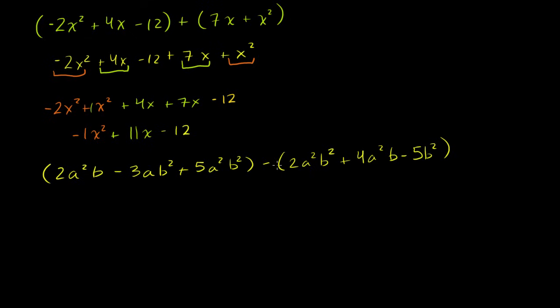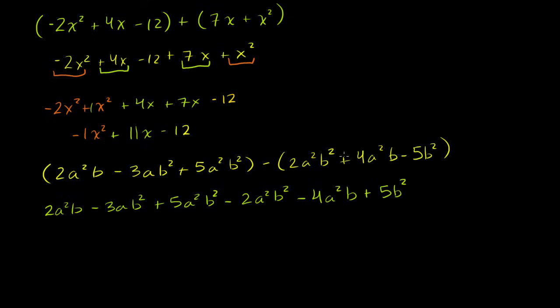So the first thing you want to do is distribute this minus sign. So this first part we can just write as 2a squared b minus 3ab squared plus 5a squared b squared. And then we want to distribute this minus sign, or multiply all of these terms by negative 1, because we have a minus out here. So minus 2a squared b squared minus 4a squared b. And the negative times the negative is plus 5b squared. And now we want to essentially add like terms.